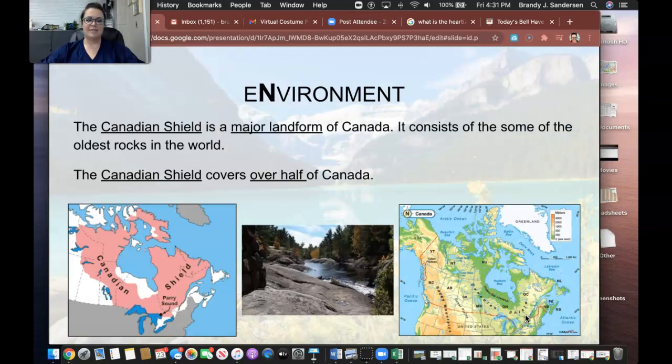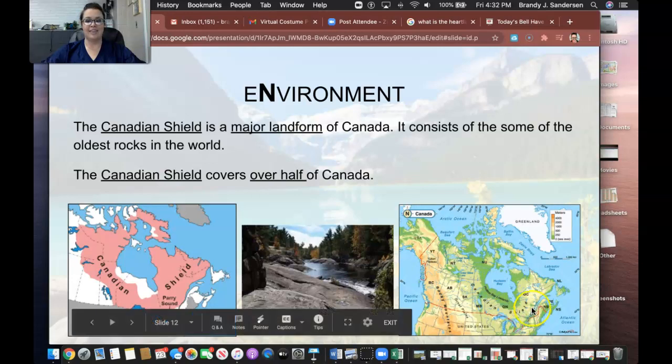Another part of the environment is called the Canadian Shield. This is a major landform in Canada. It consists of most of the oldest rocks in the world. The Canadian Shield covers over half of Canada. Here's a map of the Canadian Shield. Again, here's another pretty map right here. You can kind of see it helps.